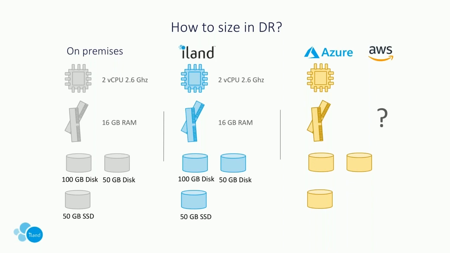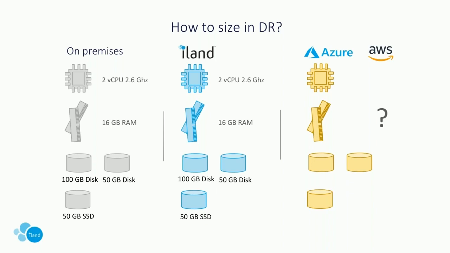So we've got two virtual CPUs running at 2.6 gigahertz with 16 gig of RAM allocated to that. And then we've got 3 disks attached to that. We've got a 100 gig disk, we've got a 50 gig disk, and then we've also got another 50 gigabyte SSD disk. So you will notice that the two initial disks are just on spinny disk, but we have also got an SSD disk. So how would that size in iland?